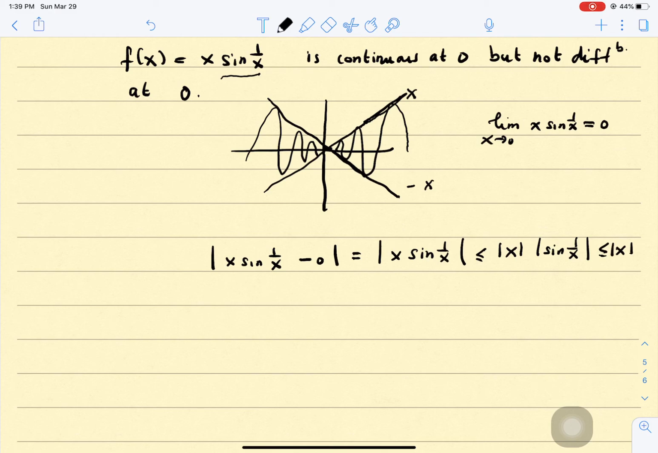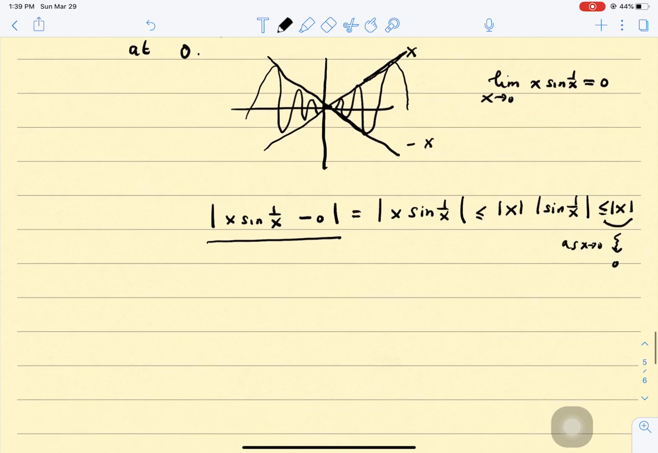Now the fact that the limit as x goes to 0 of the absolute value of x is equal to 0, that converges to 0 as x goes to 0, gets you that the left hand side also has to converge to 0, and that means exactly that x sine 1 over x is continuous at 0.